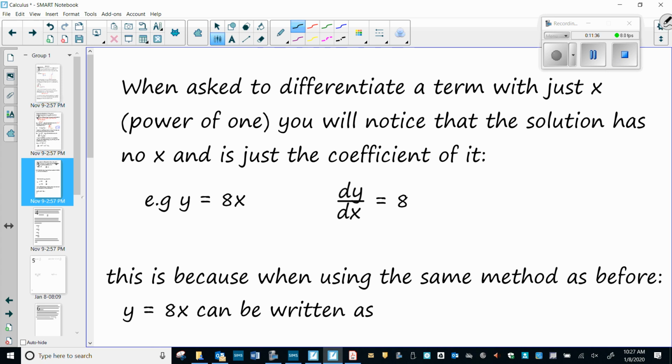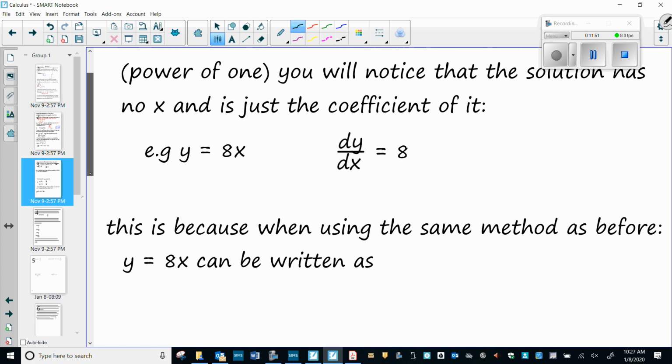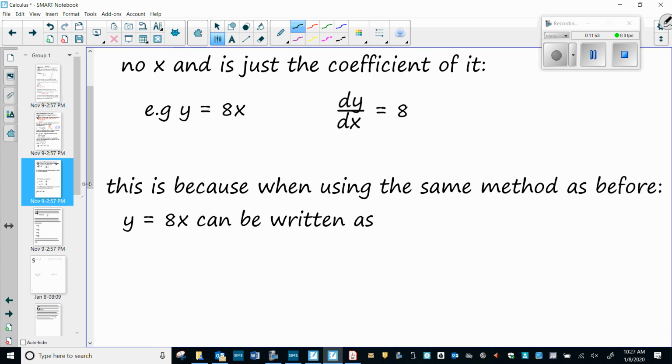If you're trying to differentiate something with just a number and an x, okay? If it was y is equal to 8x, my derivative would just be 8. Now, let me just go through why. If we have y equals 8x, I'm going to write y equals 8x to the power 1. We don't normally write to the power 1, but it's there.